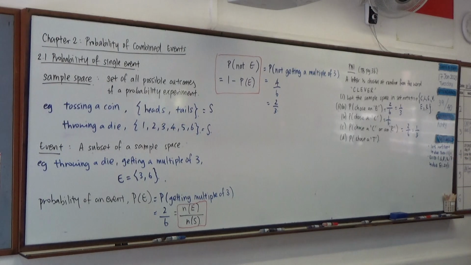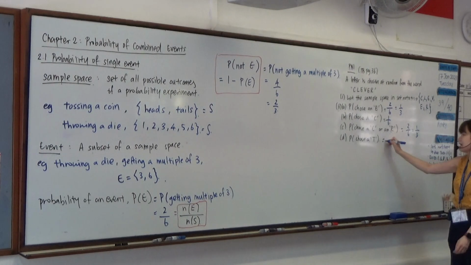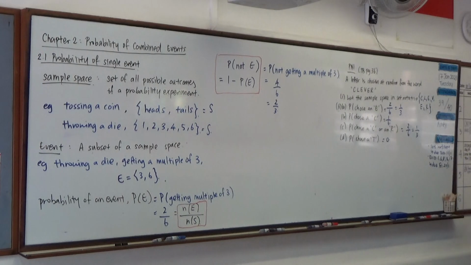Next one, part D. Probability of choosing a T, what would that be, Sixuan? Yes. 0, right? So straightforward. There's no T over here. Then looking at part 3.